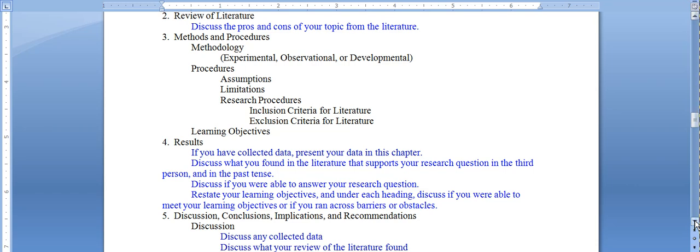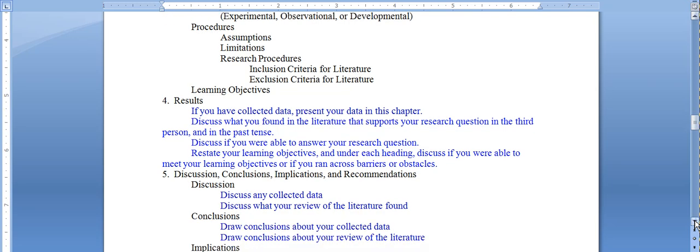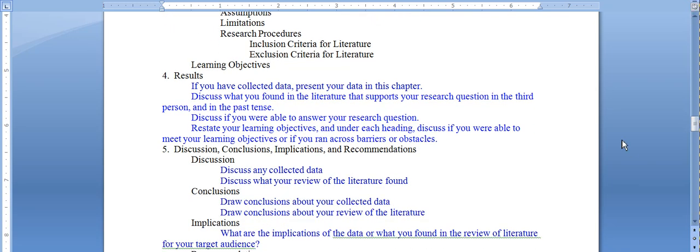Then in the results, if you've collected data, that's where you present it. If you've done an independent study, you're going to discuss what you found in the literature that supports your research question, and you're going to discuss if you were able to answer your research question.